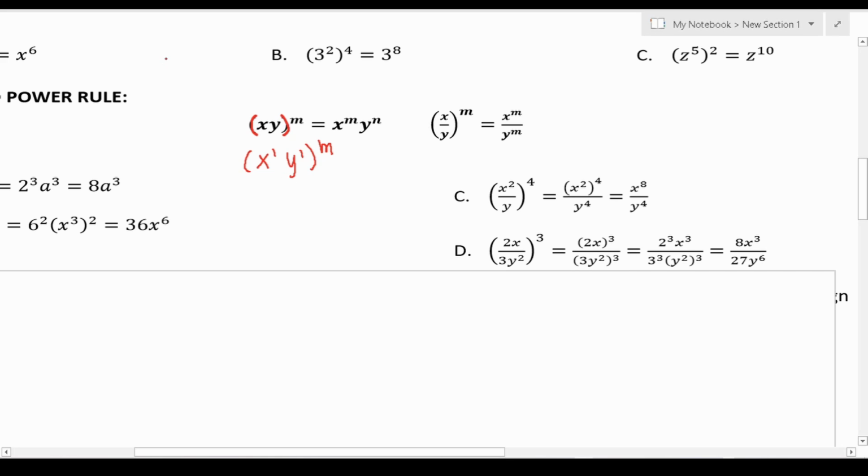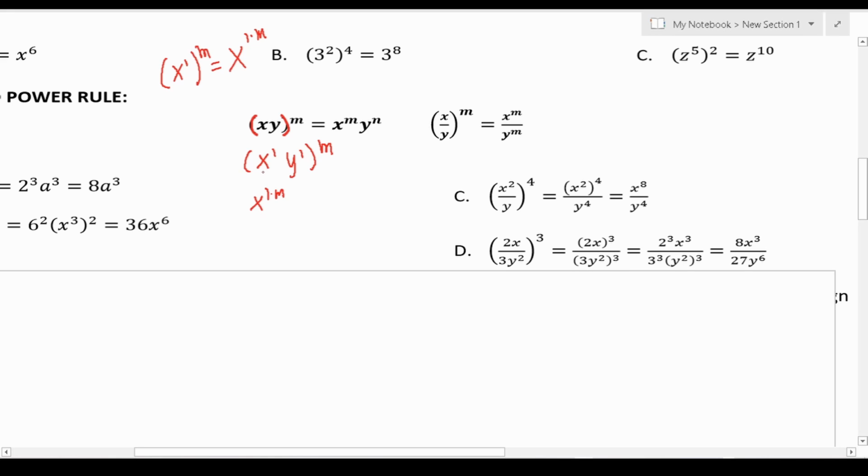If you were just doing this, x to the first to the m, you would be able to solve it with the power rule by writing down the base x and then multiplying the exponents 1 times m. It's the same thing here. You're just doing that for everything where this m applies. So again, I'm going to write down the base x. I'm going to do 1 times m.